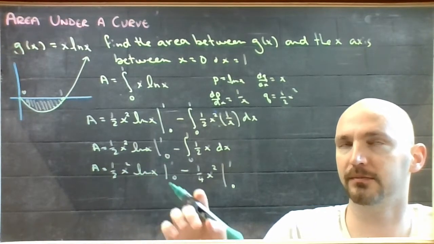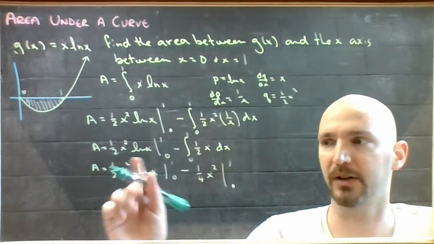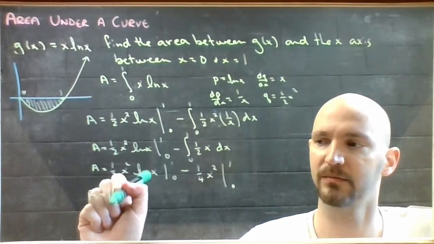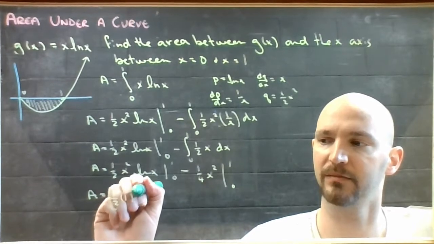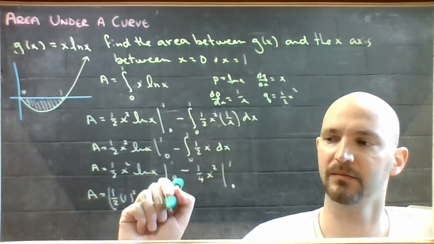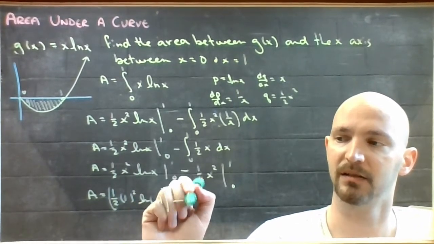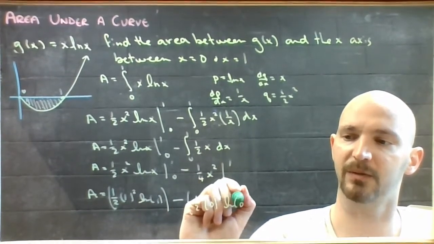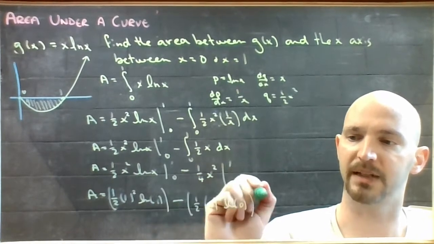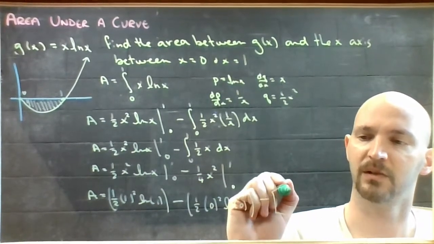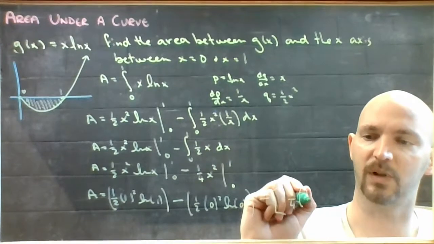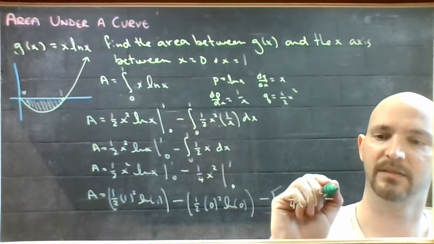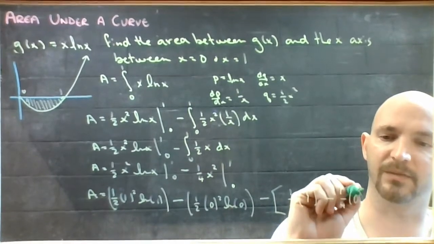Mr. Perry, call 524. So this part here, I have a equals 1/2 of 1 squared ln of 1, subtract 1/2 of 0 squared ln of 0, minus 1/4 of 1 squared, subtract 1/4 of 0 squared.